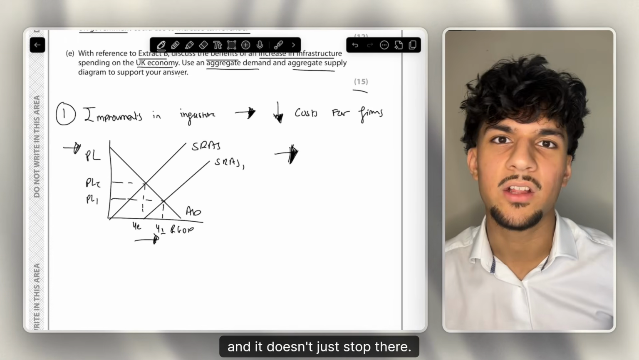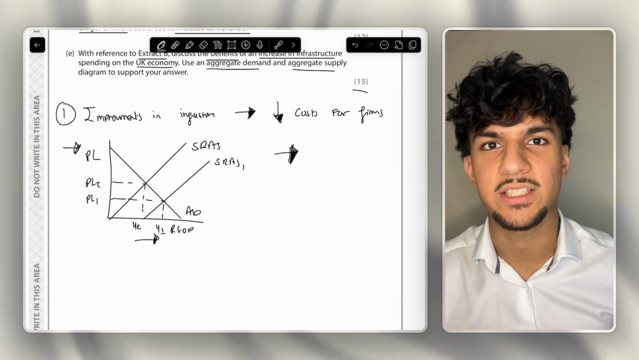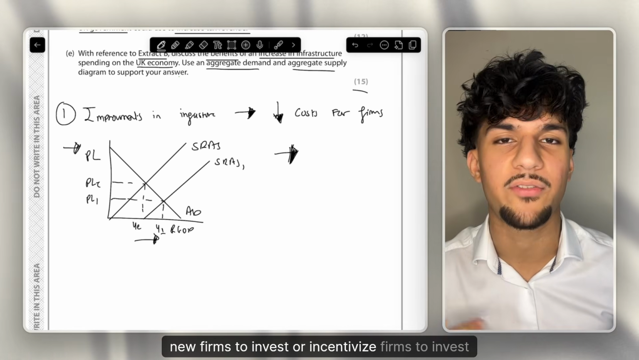And it doesn't just stop there. These lower costs will incentivize new firms to invest, or incentivize firms to invest.